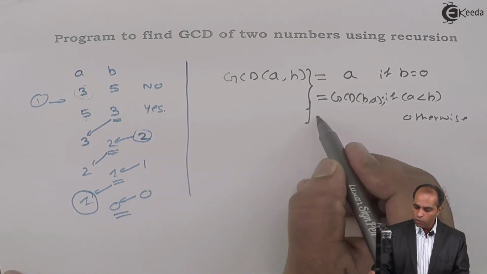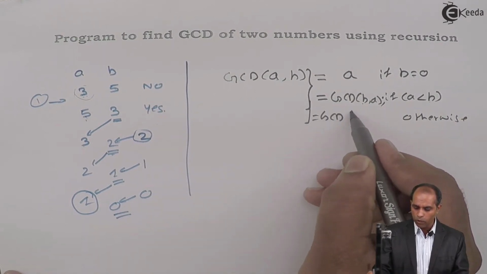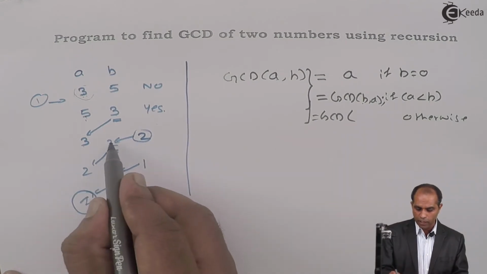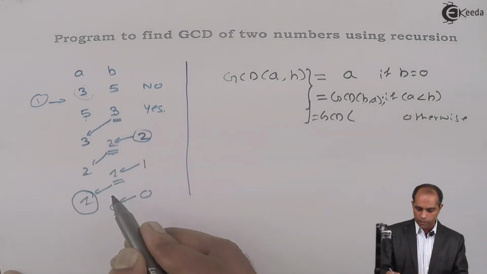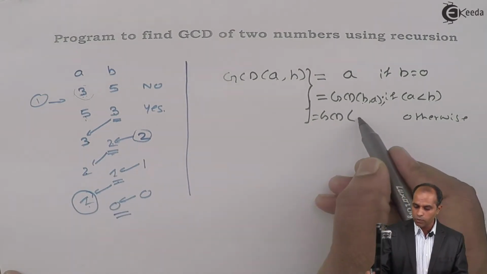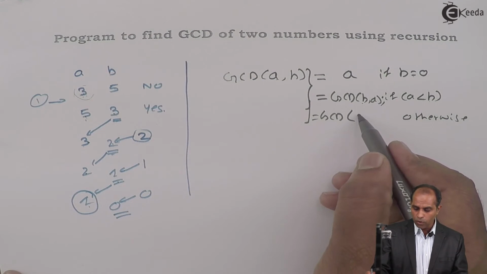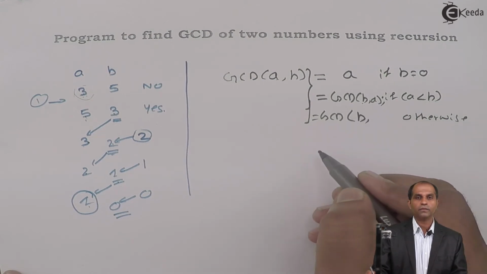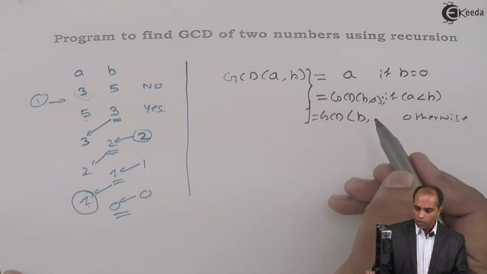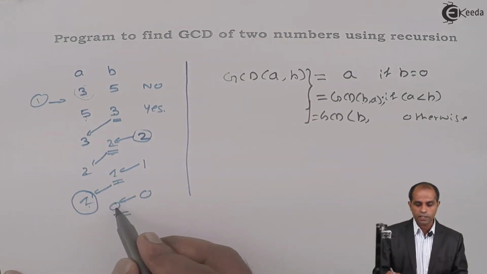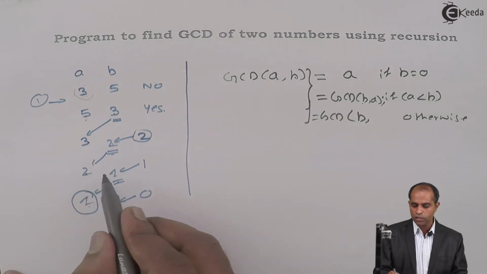what did you do? You just call GCD one more time by passing the second number as the first number. So what is the second number? The second number is B. So you'll pass that as the first argument. And what is the second argument in this case? The second argument is the modulus of A and B.